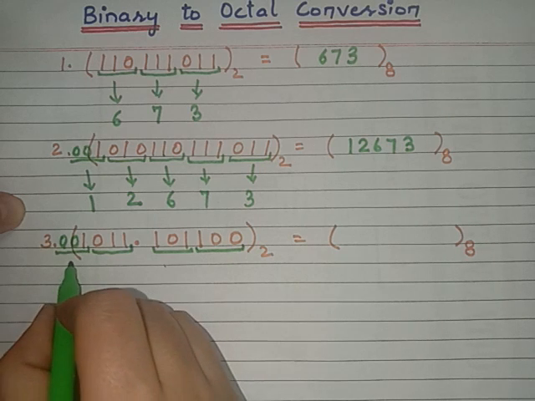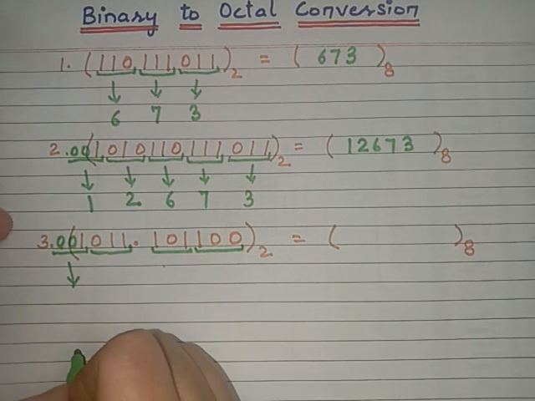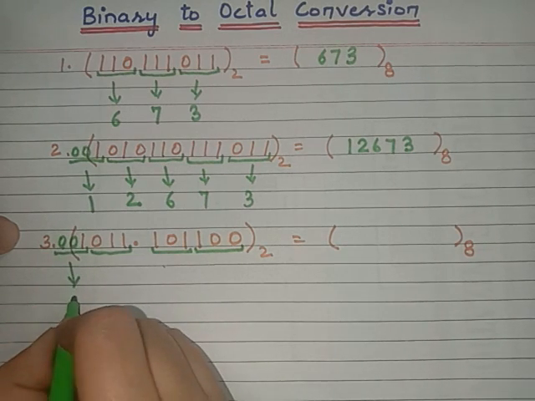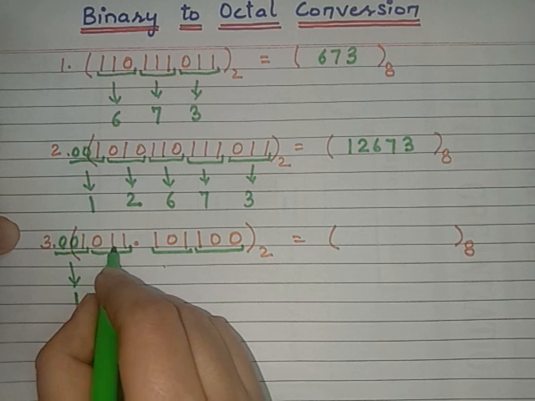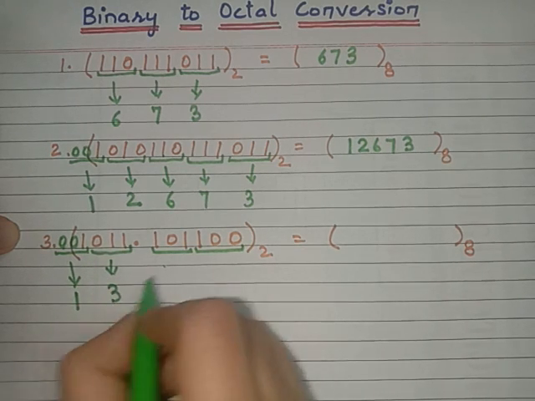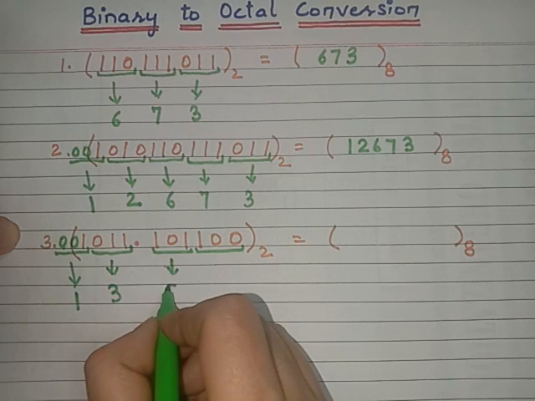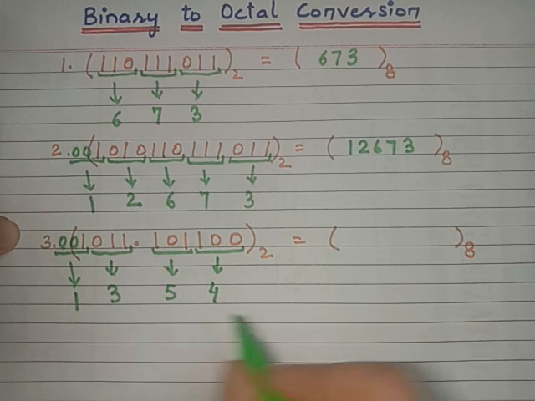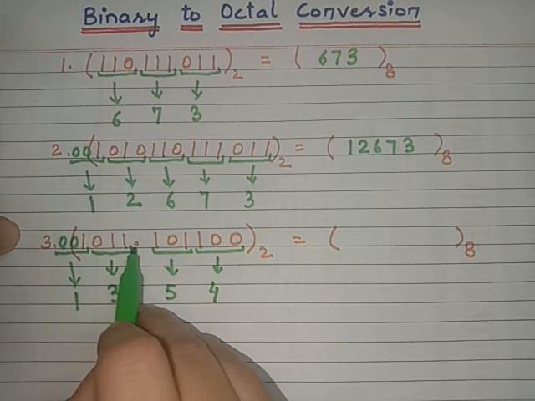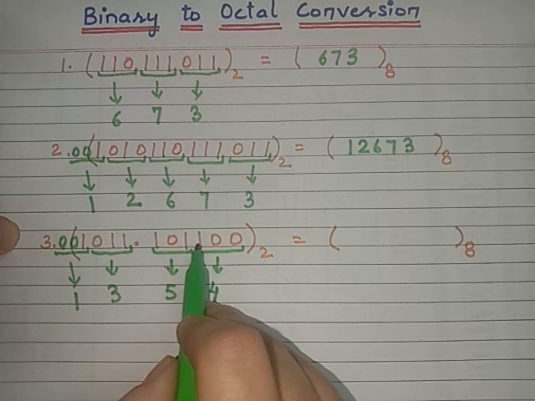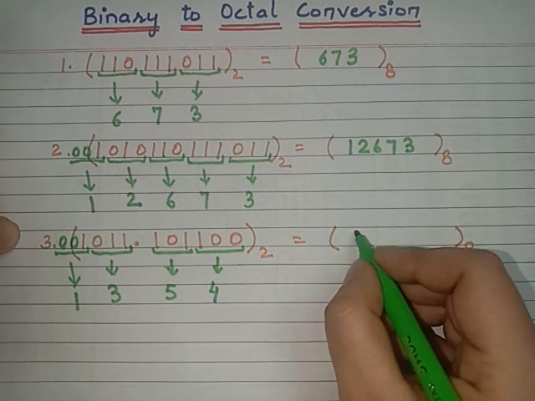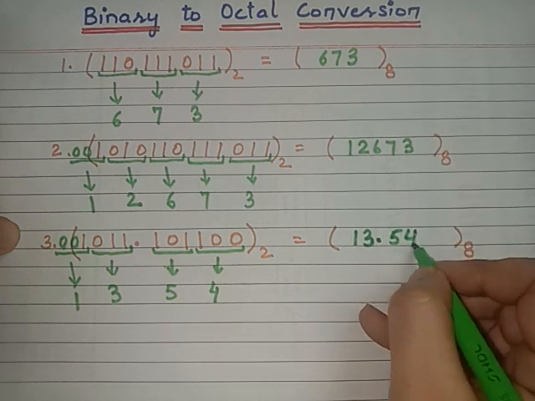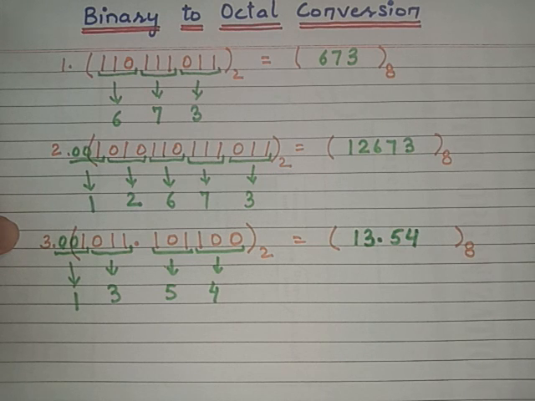Now just write the corresponding octal numbers of these binary numbers. 001 will be equal to 1, 011 will be equal to 3, 101 will be equal to 5, and 100 will be equal to 4. So the number 1011.101100 will be equal to 13.54 in the octal number system.